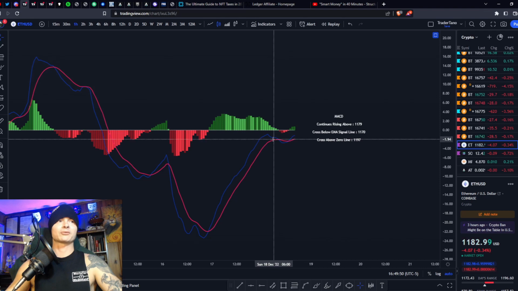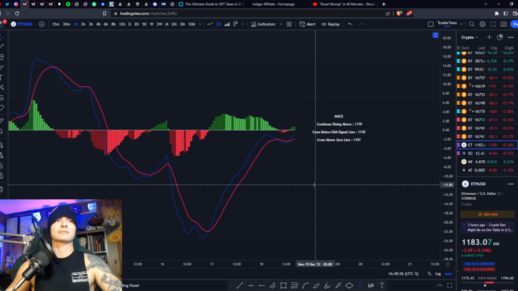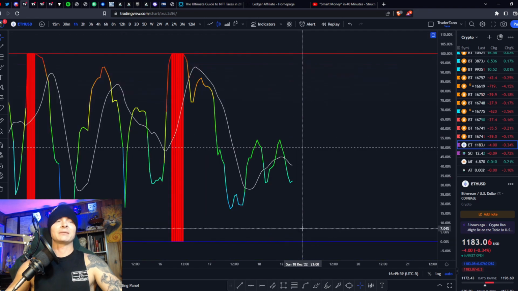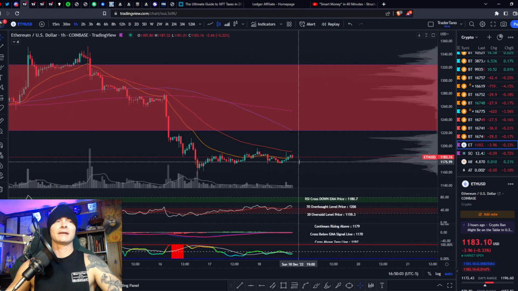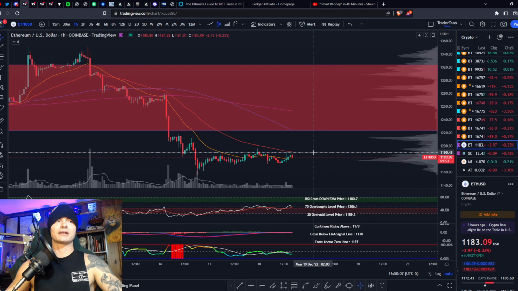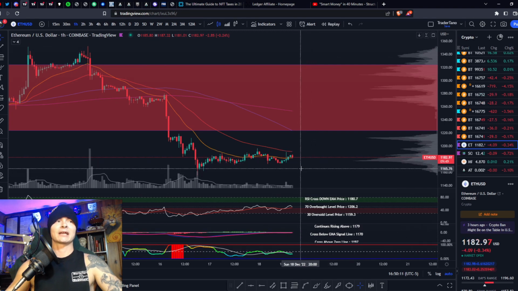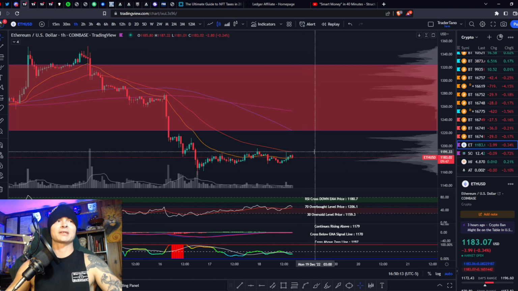MACD, pretty much reset, trying to get that fresh cross, but honestly, we could just get rejected from this zero line, which will act as major resistance. BBWP, below its moving average, but as soon as it crosses above it, that's when we're going to break the range, okay? As soon as we start to break this range, that volatility is going to turn up, start expanding, and then we're going to have some follow through, whether it's to the upside or the downside.